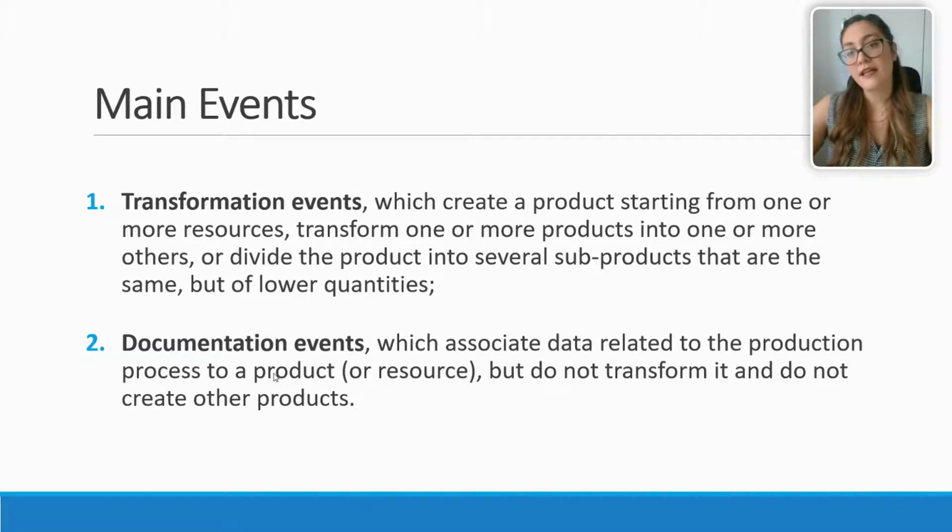So, once identified actors and entities, we identify the main events. The system manages two types of events, the transformation ones, so all the events performing a transformation of the resource or of the product, for example, the merging or the splitting, and the documentation events that associate documents to a resource or to a product. Obviously, we won't have time to see all the events in detail. To all those interested, I refer you to the paper.